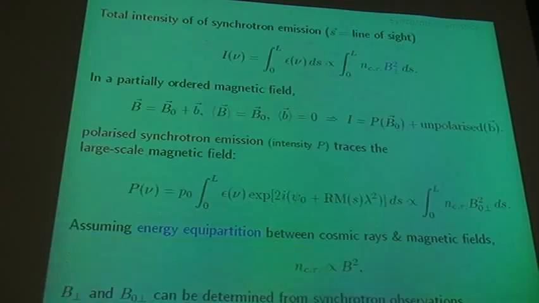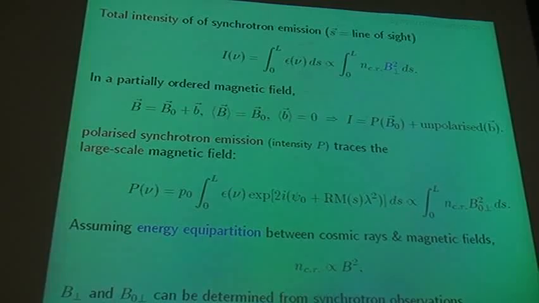For example, if I go back one slide, I have here these cosmic rays, n_cr. Given that I have measured I, this intensity of synchrotron emission, I want to calculate B. I need to know the number of cosmic rays. How? The only observable related to cosmic rays is either this synchrotron emission, or recently they also produce diffuse gamma ray emission.